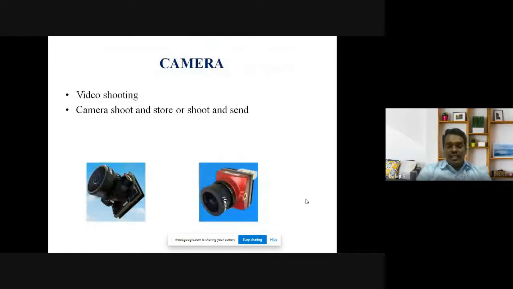Next is the camera. The camera is also one of the important components in a drone. It is used for video shooting, and to check whether we are placing the drone in the exact location or not. The pilot comes to know this by using the camera only. The camera can shoot the video and store it, or sometimes it will shoot the video and send it to the pilot. So the pilot can monitor from his screen where our drone exactly is, and whether it is doing proper operations or not. We can monitor everything by using the camera.